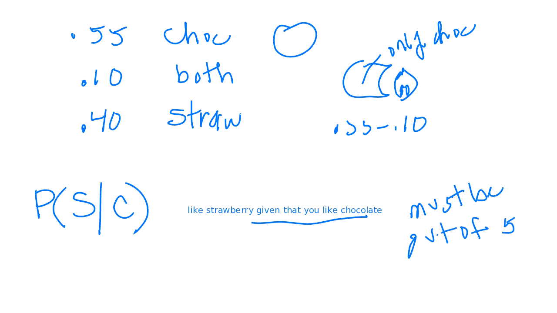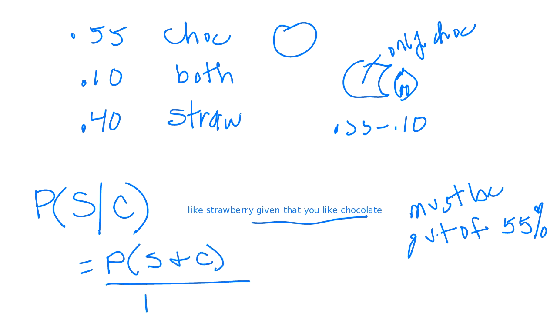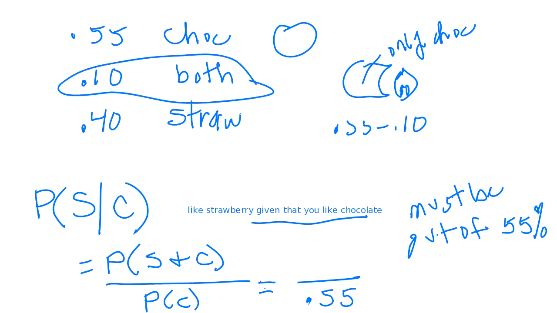Because we know we like chocolate. So the formula is the probability that you like strawberry and chocolate over the probability that you like chocolate. It has to come out of the 55% because that is what we know. And then what's the probability that you like both? Well, that's right up here, 10%. So it's 0.10 divided by 0.55.